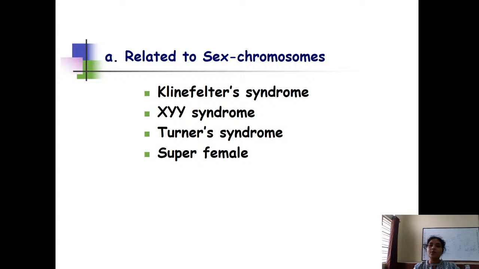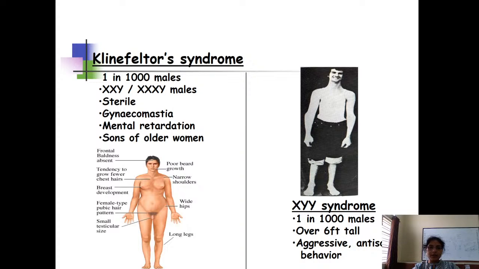Now, related to sex chromosomes, it is Klinefelter syndrome, XYY syndrome, Turner syndrome, and superfemale. Coming to Klinefelter syndrome, it is seen in 1 in 1,000 males. It is XXY or XXXY males. They are sterile. Gynecomastia is seen. Mental retardation is seen, and they are usually seen in babies born to older women.